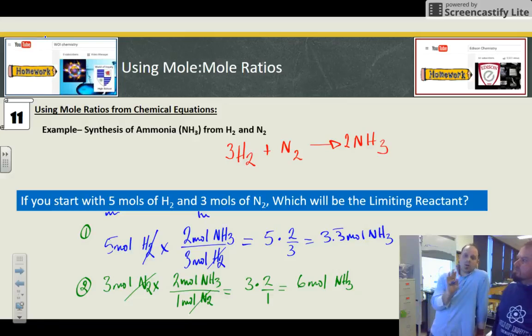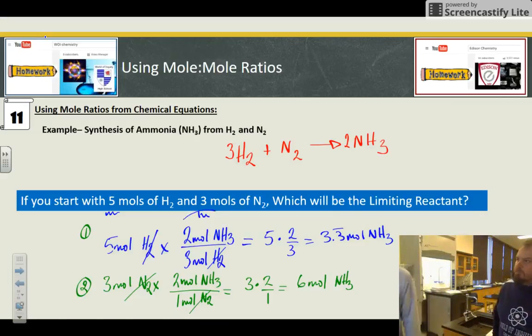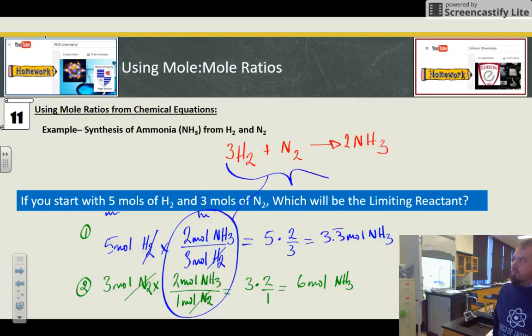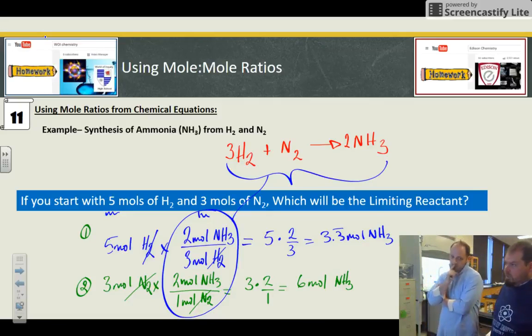So circle them up. I want to clarify one more thing. These conversion factors that I made here, I created from the recipe, the ratio. Notice the 2 goes with the ammonia both times because there's a 2 in front of the ammonia in the equation. He chose H2 as the denominator because the first given was H2. And I was letting my units be my guide.